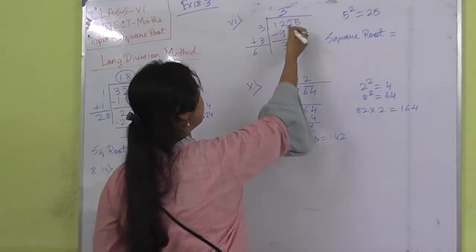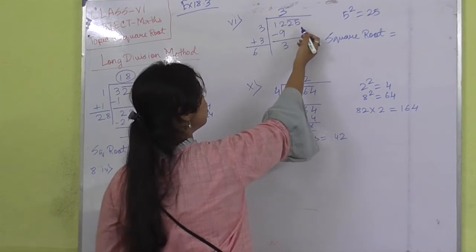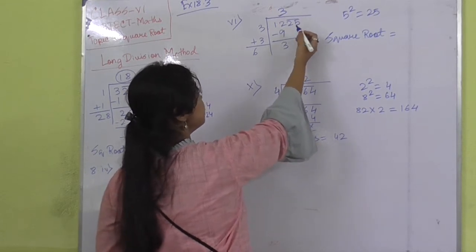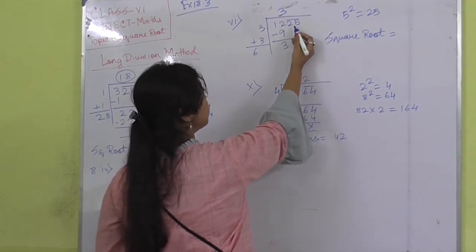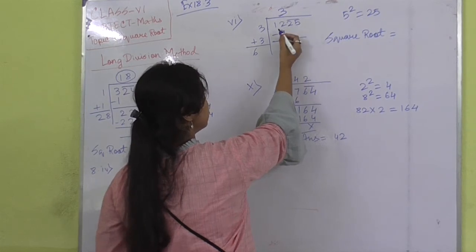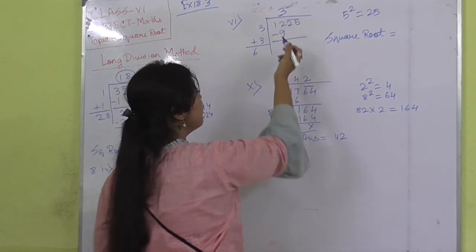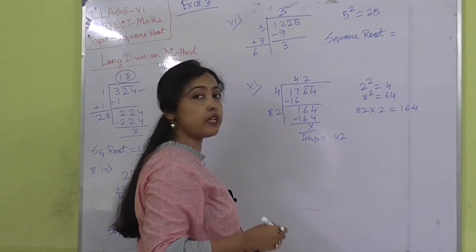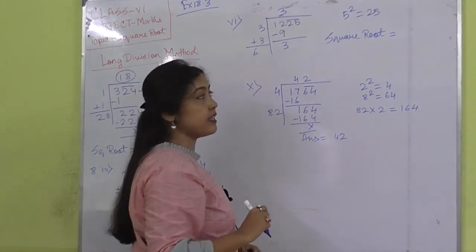Now here a 4-digit number is given: 1225. Again in this case I am just keeping the last two numbers from the right-hand side aside, and considering the first two numbers. Here I have to consider the first two numbers since it is a 4-digit number, that's why.